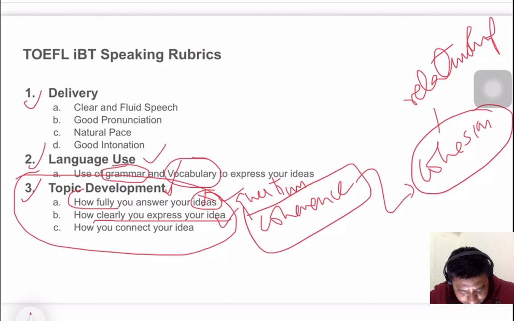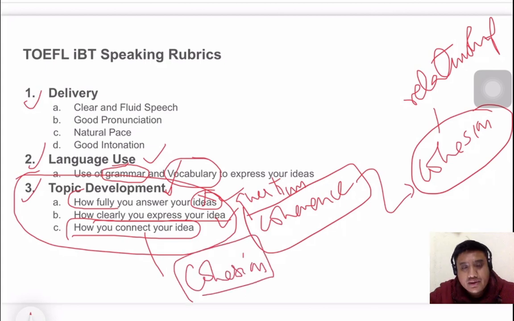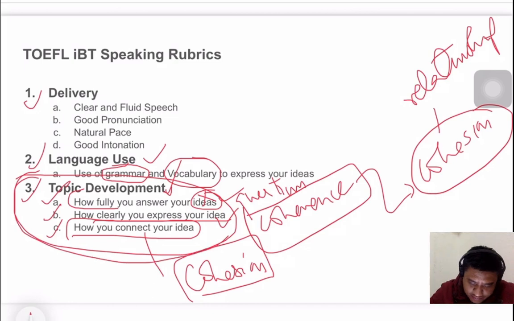And the last one is how you connect your ideas. So this is all about the cohesion part. How are you connecting one idea to another, right? And how fluidly are you doing it, right? So all these three dimensions, which used to be under the content and also the organization part in your writing, are put under the same dimension of rubric in your speaking.